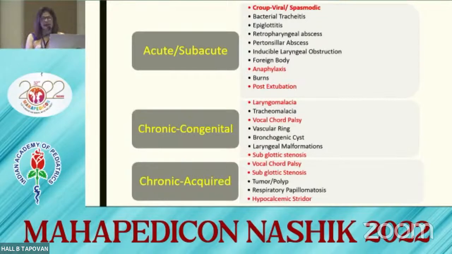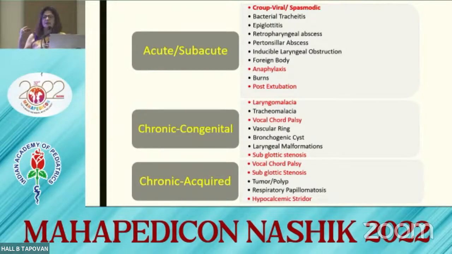This is straight from a textbook. So you could have an acute or a subacute stridor. You could have a chronic stridor, which could be congenital or it could be acquired. So in our day-to-day practice, I'm sure in the last 4 or 5 months, you have seen a lot of children who have come with a laryngitic cough, an inspiratory stridor, and most of it was probably because of an infection caused by parainfluenza, which is the common bug which can cause a laryngitis and a stridor.